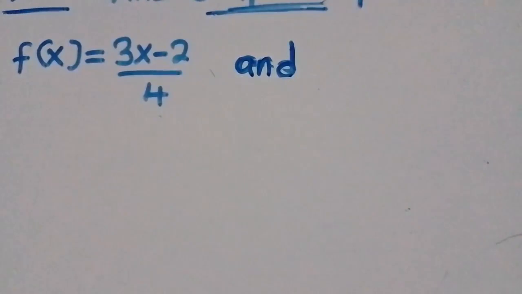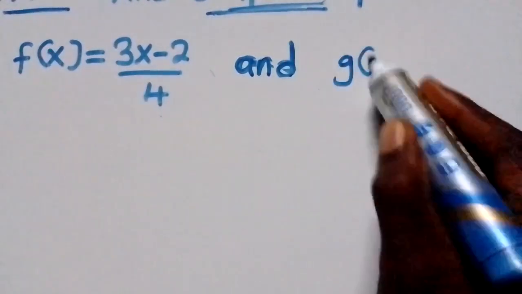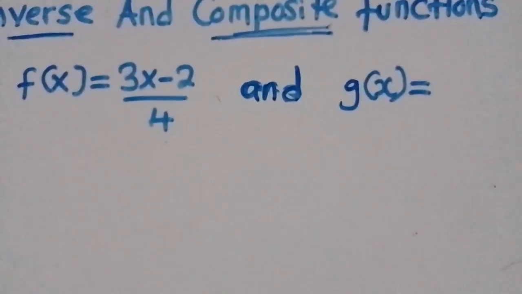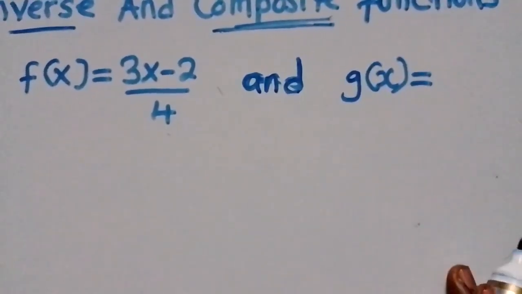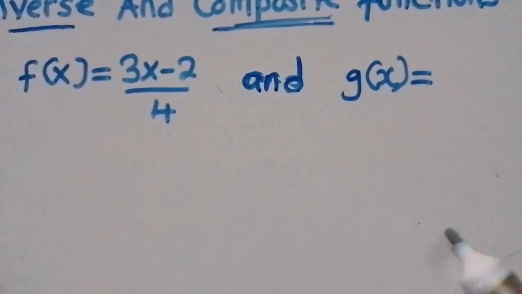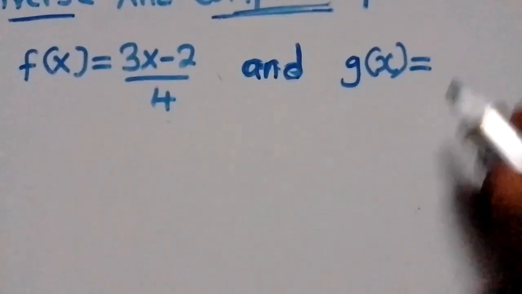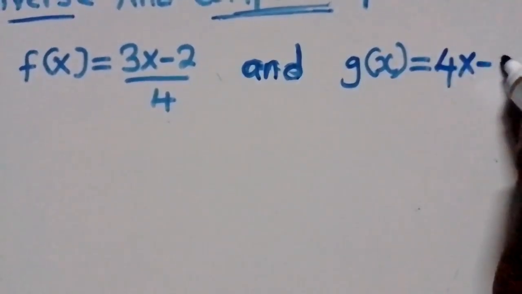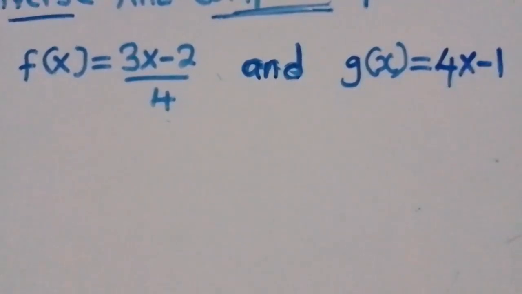So g of x is equal to, let's say, I'm going to change this part here. I'm going to change a bit. I'm going to say 4x minus 1. So I've changed the bit. This is how I've changed this question.